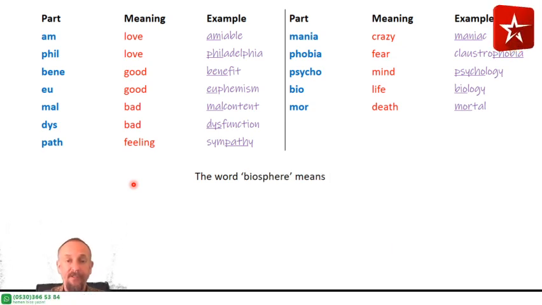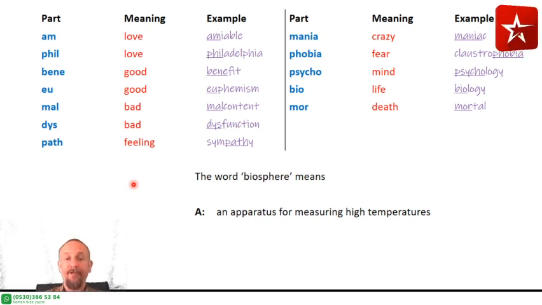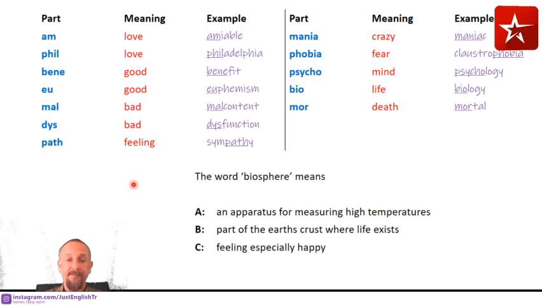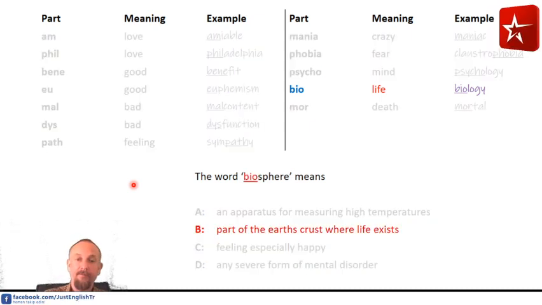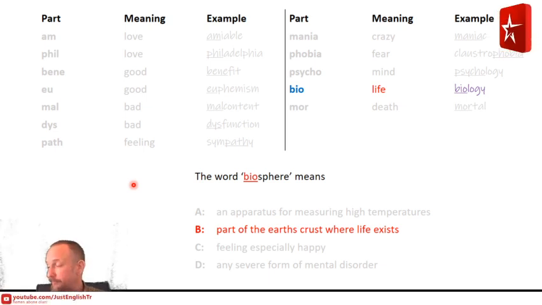Then we have biosphere. Is it A, an apparatus for measuring high temperatures, B, part of the Earth's crust where life exists, C, feeling especially happy, or D, any severe form of a mental disorder? And straight in there again, you're so fast, boys and girls. B, the part of the crust where life exists. Humans live within the biosphere. Notice the pronunciation.